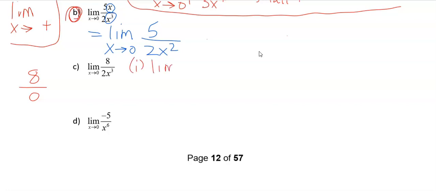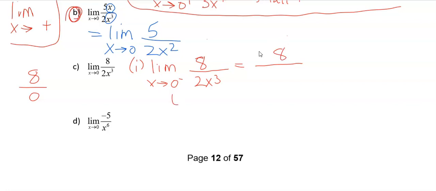The limit as x approaches 0 from the left. Now remember, approaching from the left means that x is actually negative. Over 8 over 2x cubed. Now think about what you get. The top is still going to stay 8. That's not going to change.